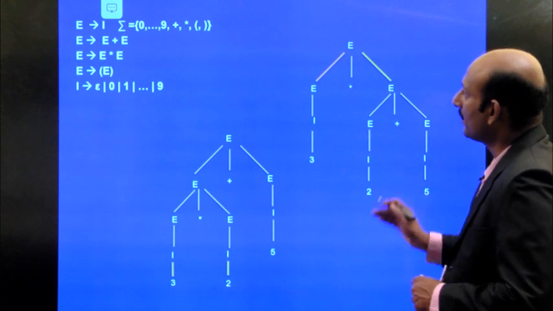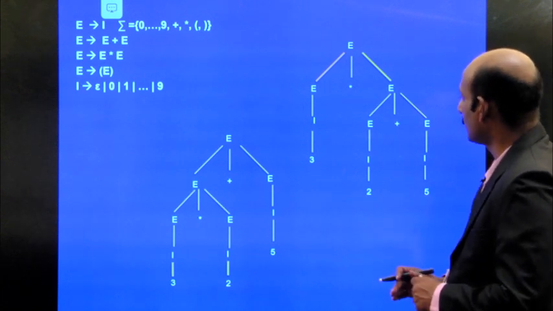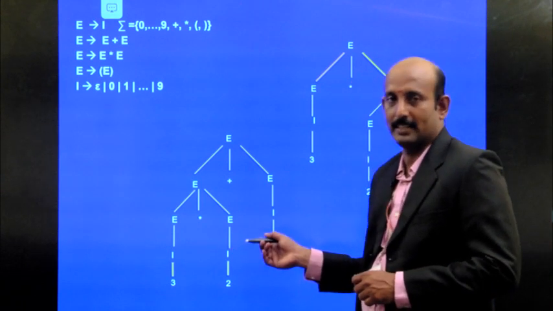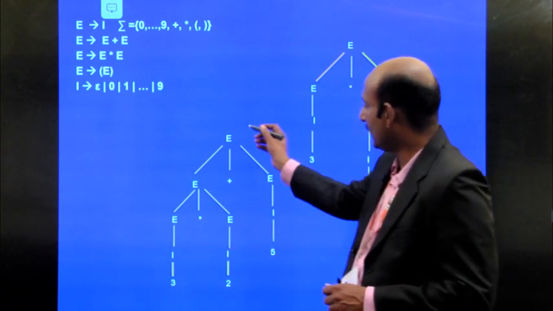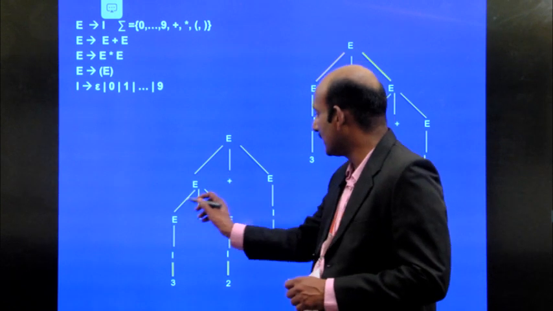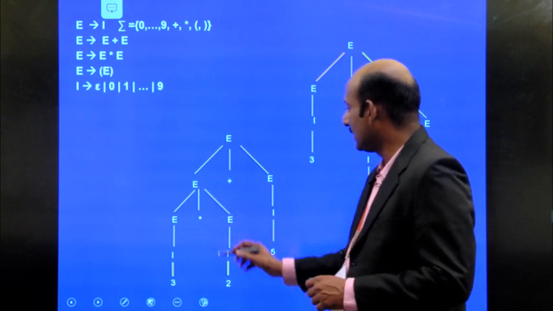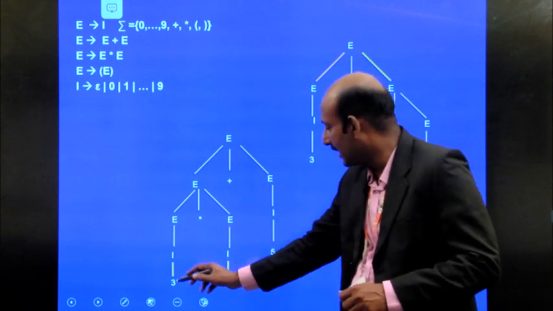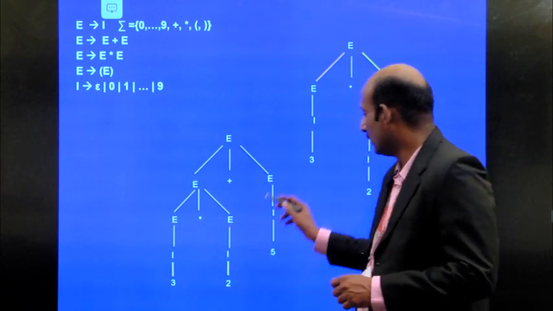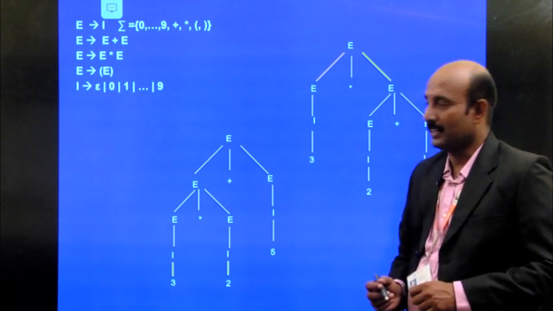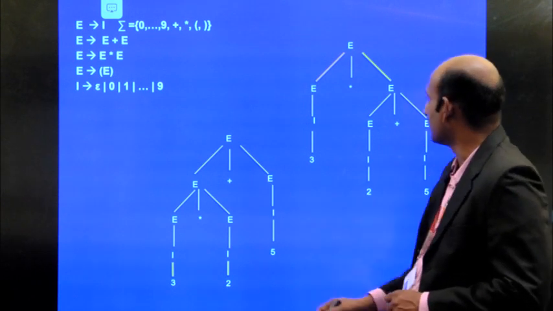Here again we are proving it with leftmost derivations and parse trees. So E gives E plus E. Again, the leftmost non-terminal E is replaced by E star E. Then E is replaced by I, giving 3 into 2 plus 5. This is for the leftmost derivation.